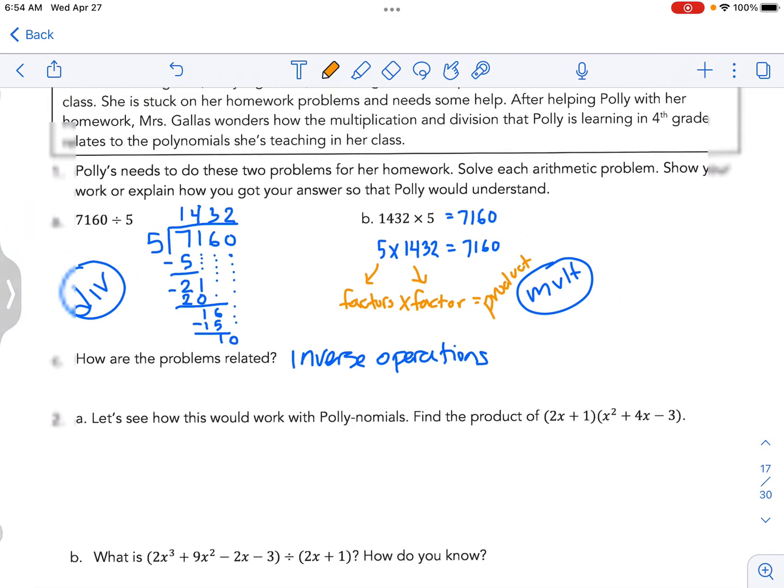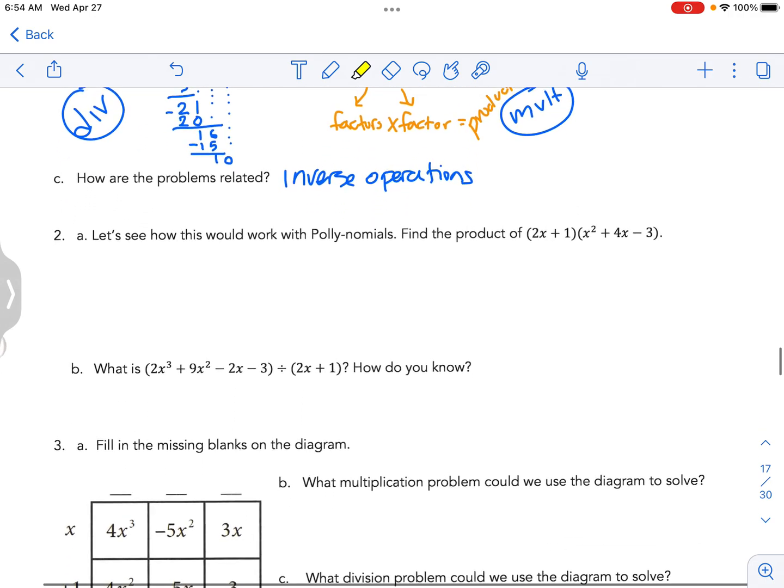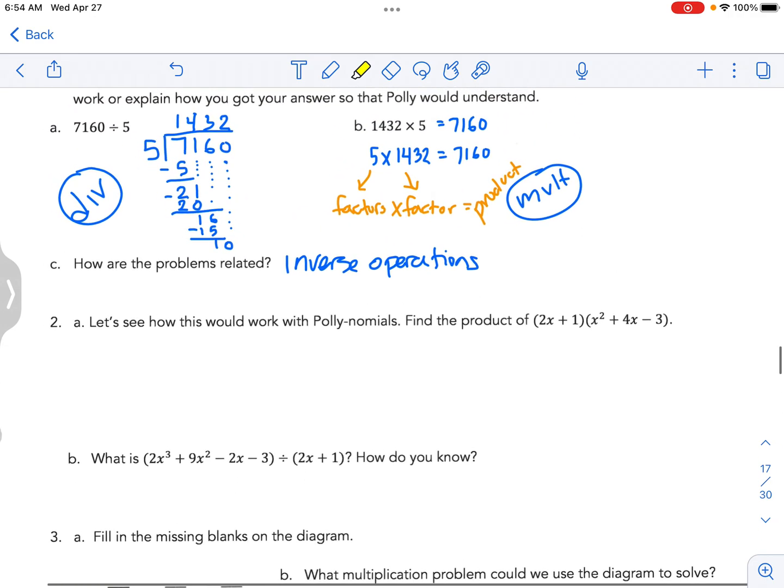So let's talk about this then. Let's go back to the teacher's perspective here. This teacher's a high school teacher. She's wondering how this multiplication and division works with polynomials. Because we know we can factor polynomials, right? We do a star method or whatever. And so how does this relate?